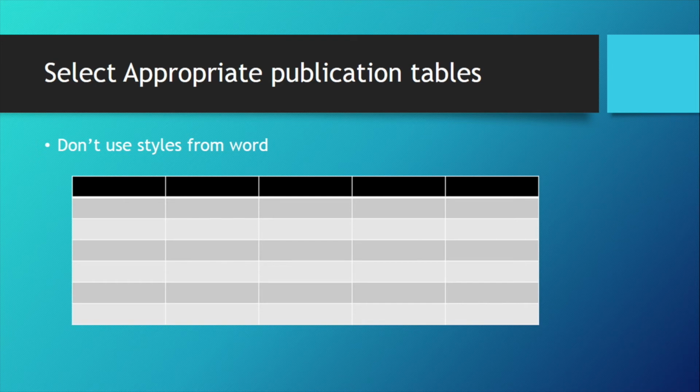And then for publication tables, I always say don't use the word formatted tables like this where you can pick a style, because I think this is just personal, but when people review a manuscript and they see all these tables that are just directly from Word, it bores them because these have so many colors and whatever that it becomes increasingly hard to know where to focus.